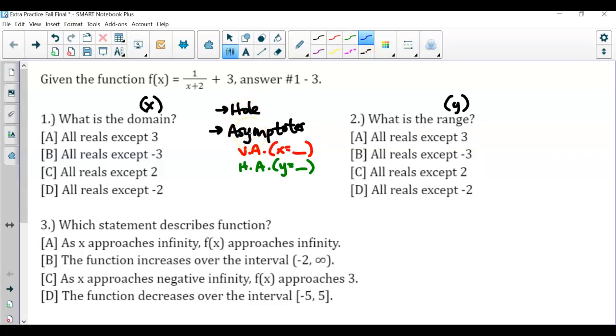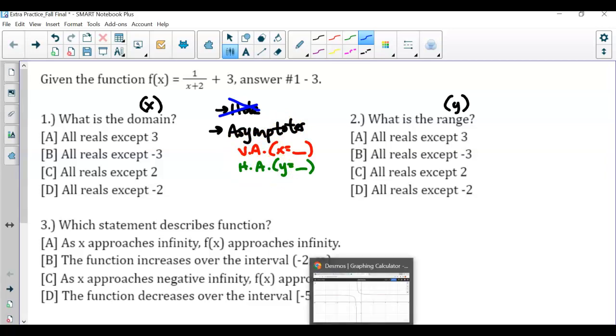So in questions one and two, we're identifying: is there a hole? Because then we need the x and the y value. Remember, the hole is the common factor. Looking at this function here, is there a common factor that we could cancel out? Well, no. So is there a hole in this function? No. So we're just going to focus on identifying the vertical asymptote and the horizontal asymptote. So what is the domain?